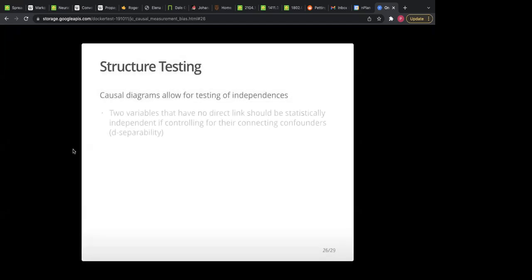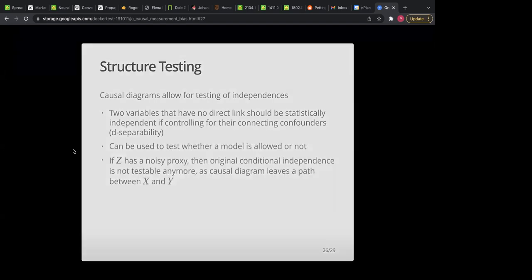The last point I think was structure testing. That is the interesting part about data: you can actually disprove certain diagrams, certain causal structures, by testing whether, if you allow for the confounders, they're independent or not. And he shows that with noisy observations it becomes a little bit more complicated, but still possible. If you go to the next slide.